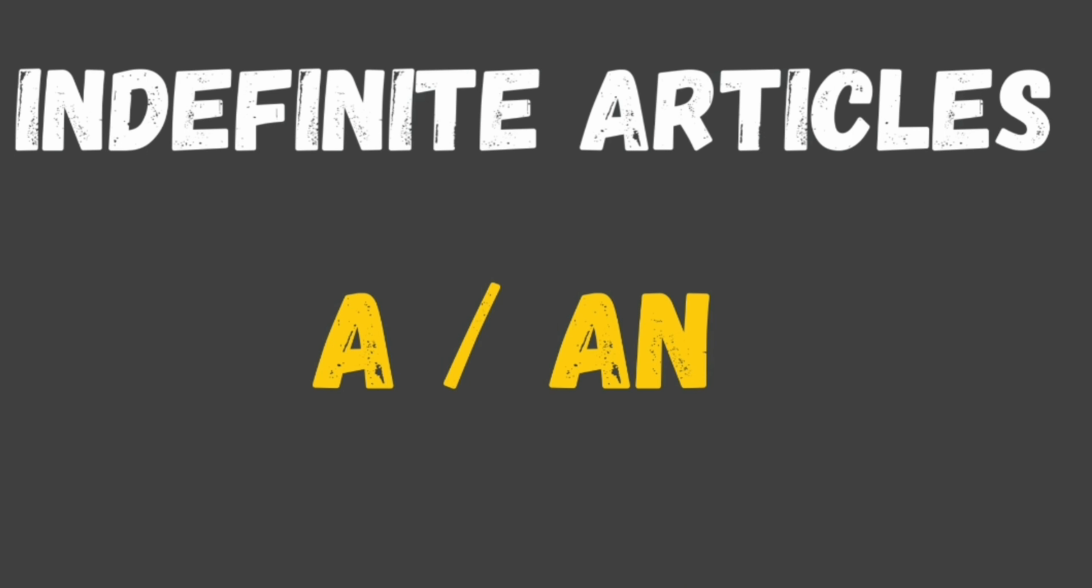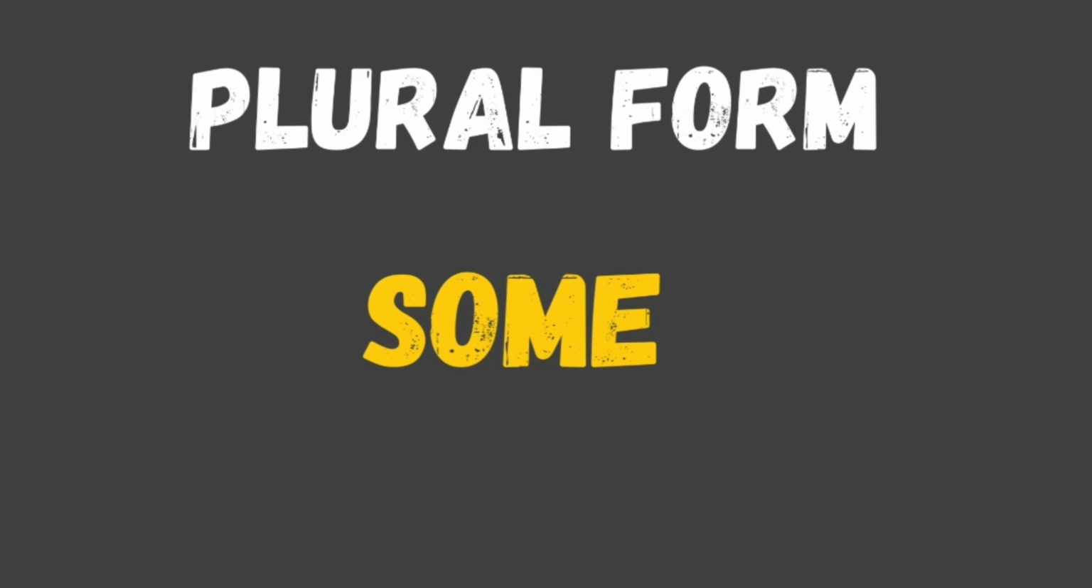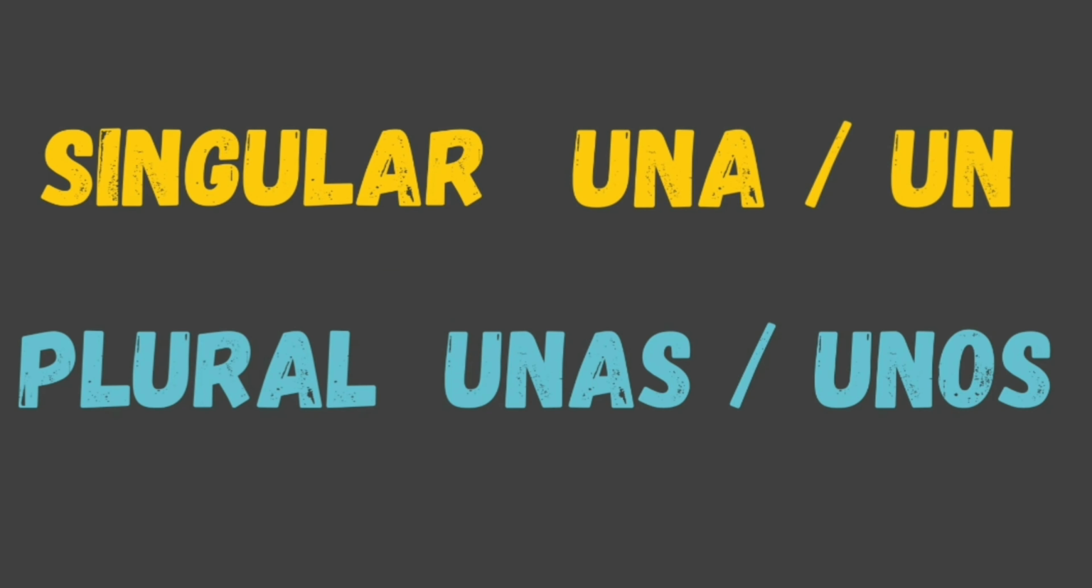Now let's go to the indefinite articles, okay? The indefinite articles in English are a, an. Remember that we use the indefinite articles when we're talking about things that we don't know well, or when we're talking about general things. And now the plural form in English would be some, okay? Some students, some schools.